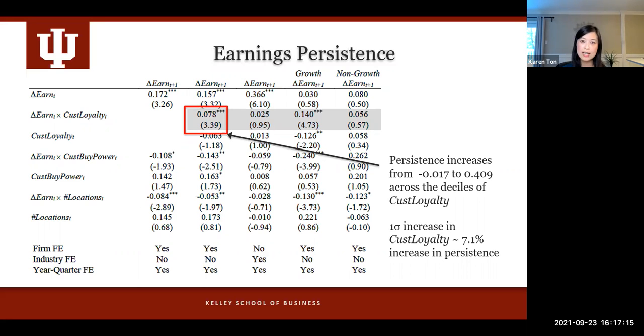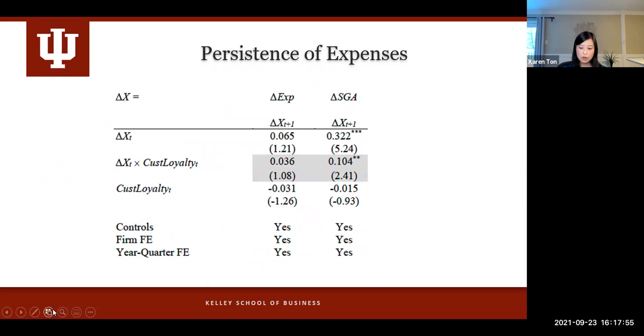The model that we used for this test is very similar to the revenue model. The only difference is that we replaced the change in revenue. We use change in EPS instead of change in revenues in the earnings persistence model. And in this model, again, we tabulated our main results in the second column. Here we continue to see that customer loyalty is positively associated with earnings persistence. And again, these results are driven by firms that are experiencing earnings growth. So we see a significant positive association with revenue persistence as well as earnings persistence.